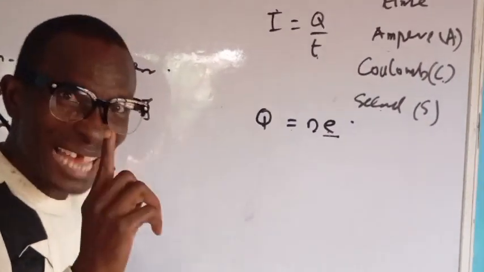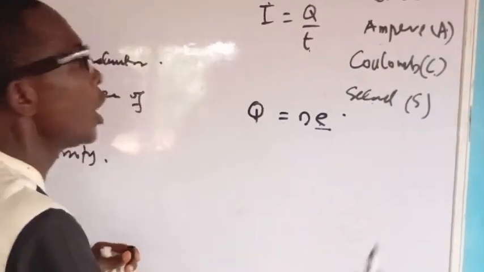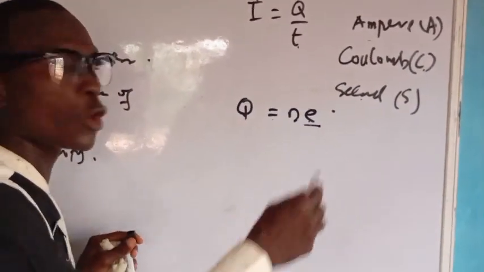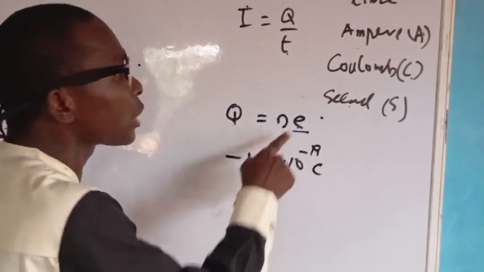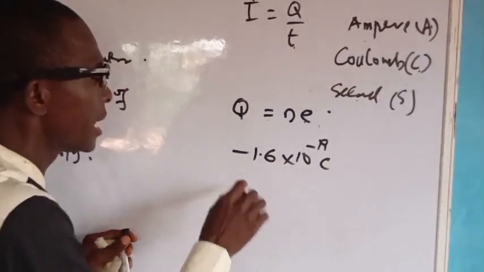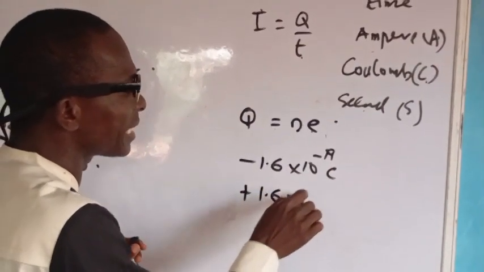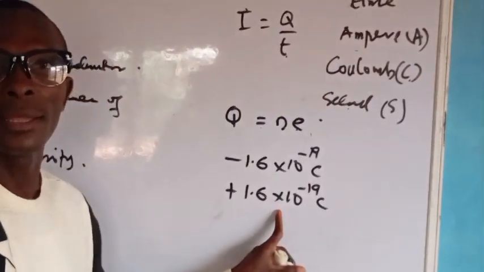You must know that a charge is built up of proton and electron. So when we say electronic charge, if it's an electron, it becomes minus 1.6 times 10 raised to the power minus 19 coulomb. It's a constant, the e is a constant, take note of that. But for a proton charge, it becomes plus 1.6 times 10 raised to the power minus 19 coulomb. Take a good note of this.